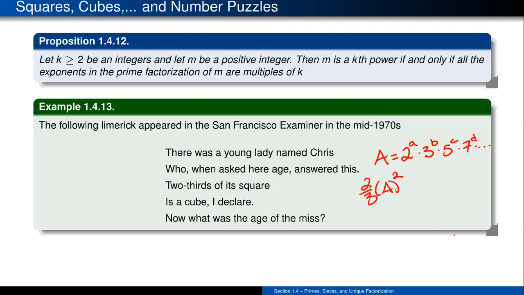So if I said there was a young lady named Chris who, when asked her age, answered this: 2/3 of its square is a cube, I declare. Now, what was the age of the miss? In this case, the answer is 18. That is, however, not the only answer.